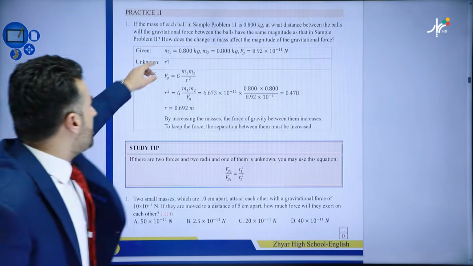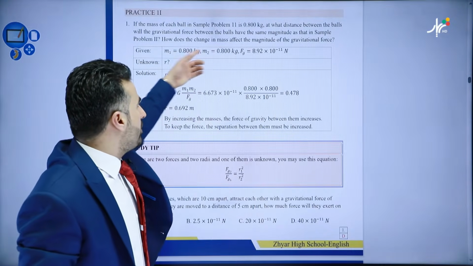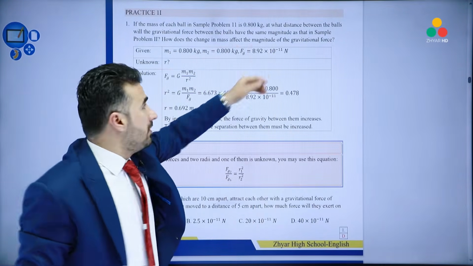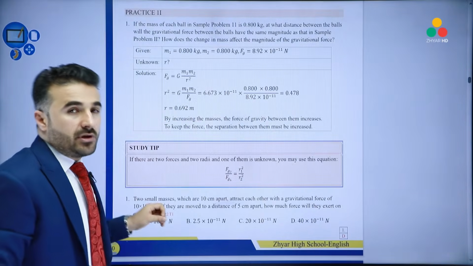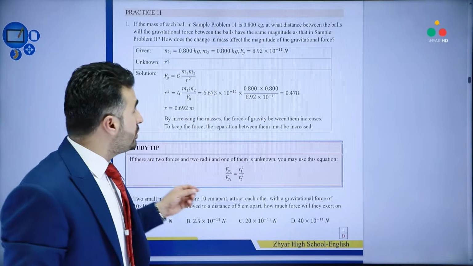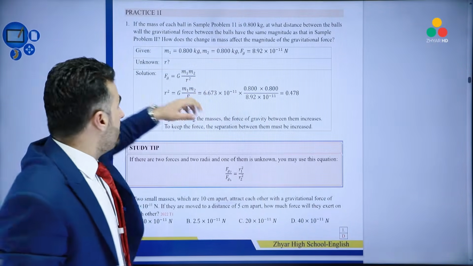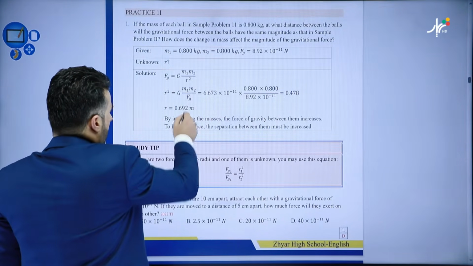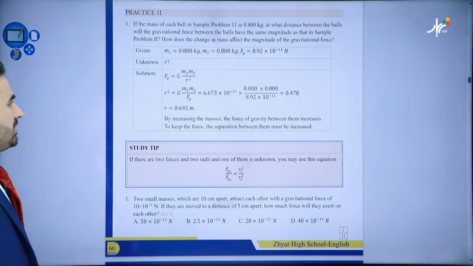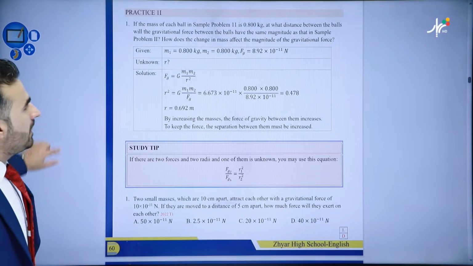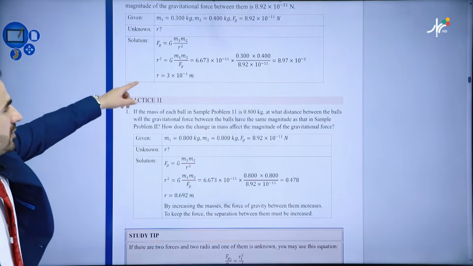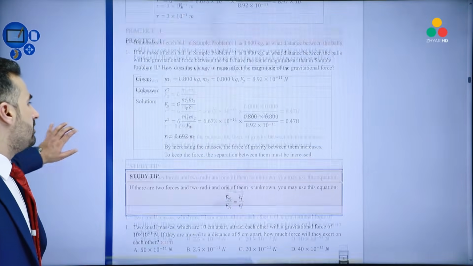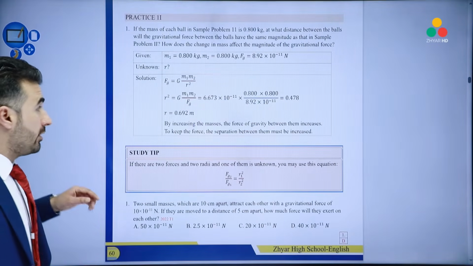So if we assume that the mass of each one of these two is 0.8, then what will happen? Of course, the force between them is still 8.92 times 10 to the power negative 11. So find the radius. Now you can see the radius becomes 0.692 meter, of course. So what can we say about the two? The first one was 0.3. Now you can see the distance between the two will be bigger in this case.